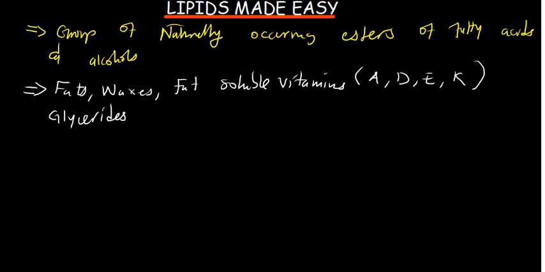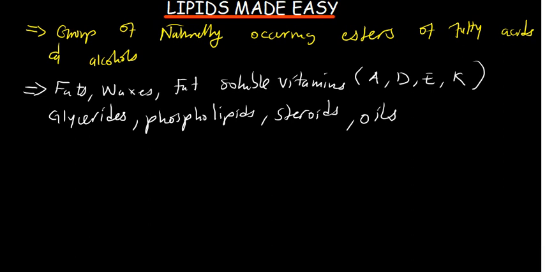You also include phospholipids. You look at each of these phospholipids. We also have steroids. Okay, steroids. So these are examples of lipids. Of course, I was supposed to also include oils. So we have got fats. If you've got fats, you should also have oils. So these are all lipids.